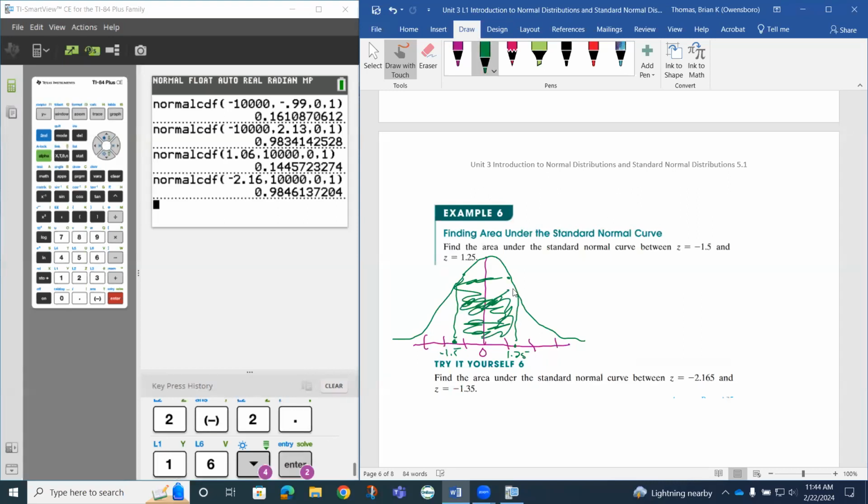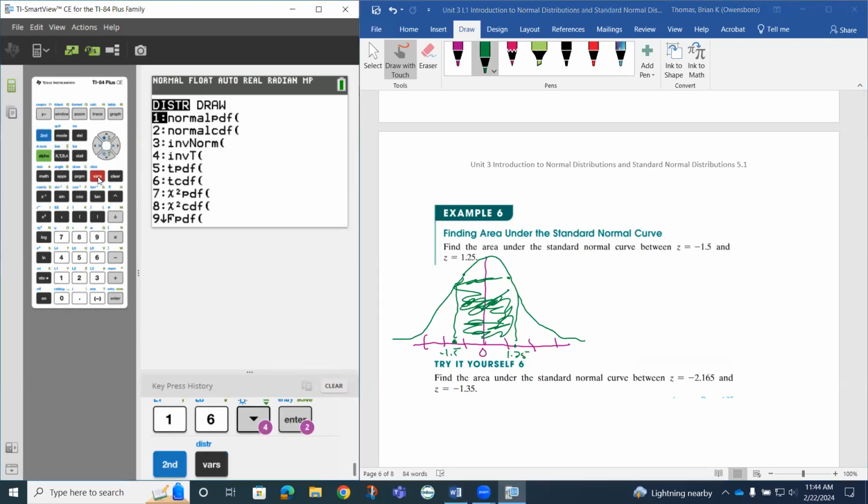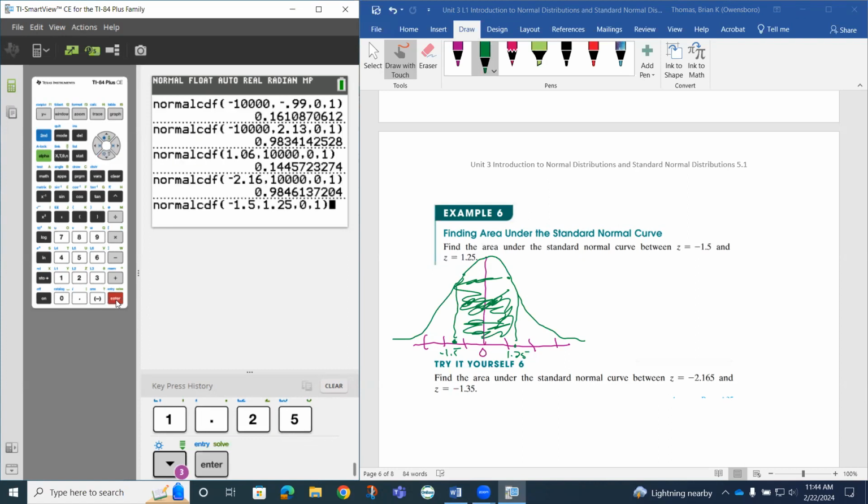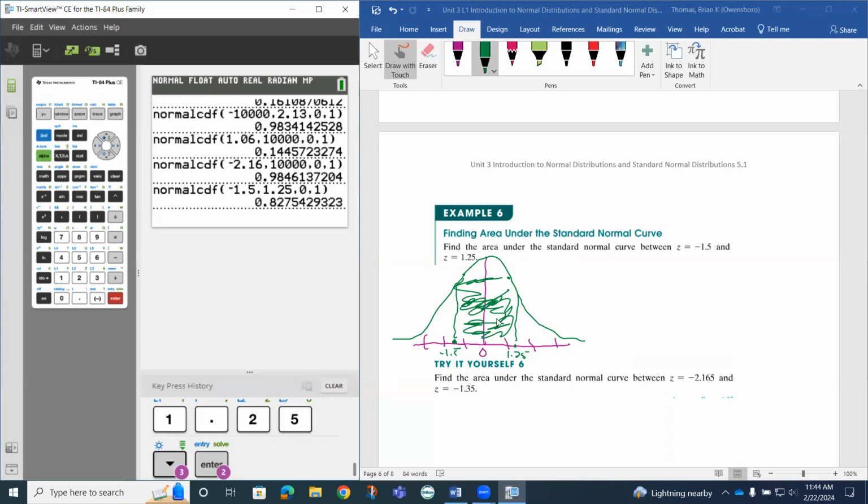So if we do that, again, we can use our normal distribution number 2. And we can type negative 1.15 as our left bound, if you will, our left z-score, and our upper z-score is 1.25. So our mean and standard deviation will not change for that. And we end up with 0.8275. And notice how, again, that seems reasonable because we've almost shaded the whole curve. So 0.8275 would be the area of the curve for that.